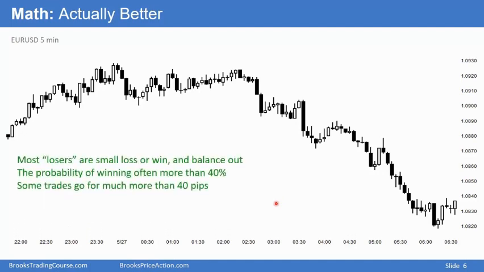When I said if you take 10 trades you'd have 6 losers, I did not mean that. I meant you'd have 6 trades that were not swing trades of 40 pips or more. And most of those losers are small wins or small losses that balance each other out. 40% of the trades will result in a profit of at least 40 pips.